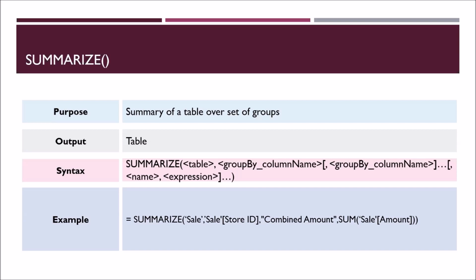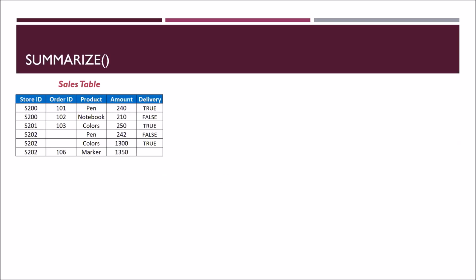Now if you look at the syntax for the SUMMARIZE function, it might look a bit scary, but let's try to break this down into simple terms. I'll explain this using an example. Here I have my sales table, which has 5 different columns: store ID, order ID, product, amount, and delivery. This is my input.